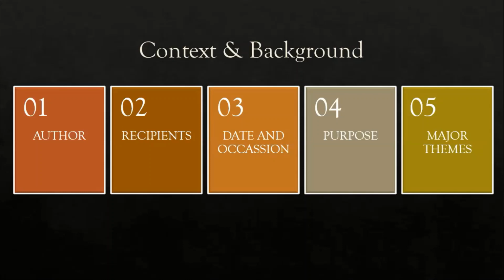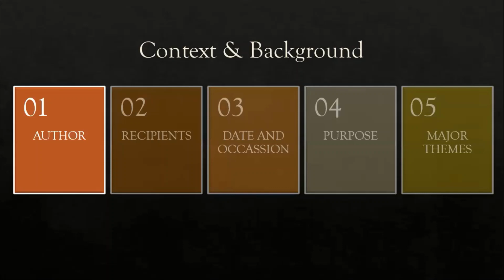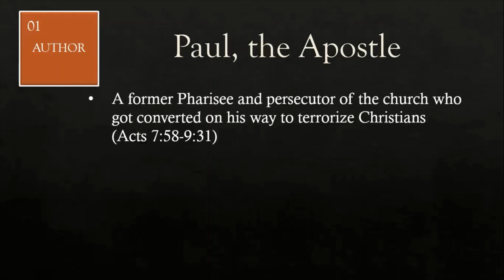Author first. Who is the author of the book of Philippians? It is Paul the Apostle. So what do we know about Paul the Apostle? Paul was a former Pharisee and persecutor of the church who was converted on his way to terrorize Christians. We can read all about that account in Acts 7:58 to 9:31. So he was a Pharisee. He even calls himself a Pharisee of Pharisees, I think, in Philippians as well.